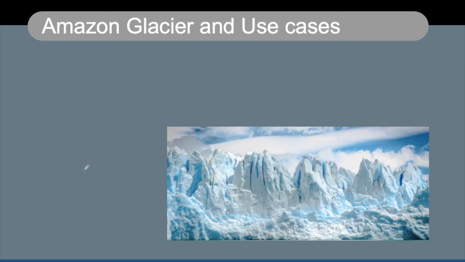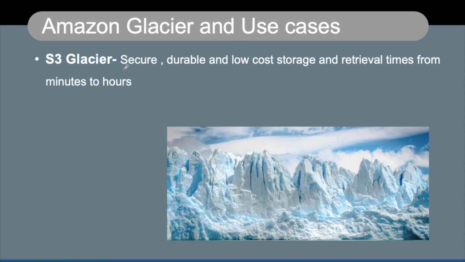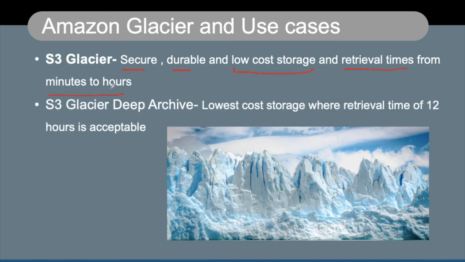Amazon Glacier and use cases. Typically, Amazon Glacier is a secure, durable, and low-cost storage, and retrieval times are from minutes to hours. However, this is low cost, but if you really want the lowest cost, you have to go for something called S3 Glacier Deep Archive. S3 Glacier Deep Archive gives you the lowest cost of storage in AWS infrastructure, where a retrieval time of up to 12 hours is acceptable. So you can have up to 12 hours of retrieval time. If that is acceptable to you, you can go with the lowest cost storage, which is called S3 Glacier Deep Archive.